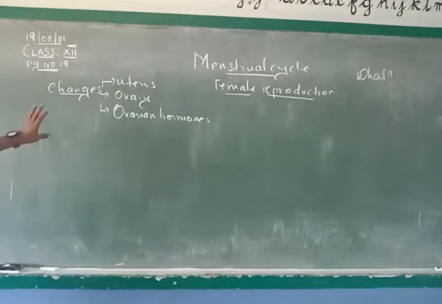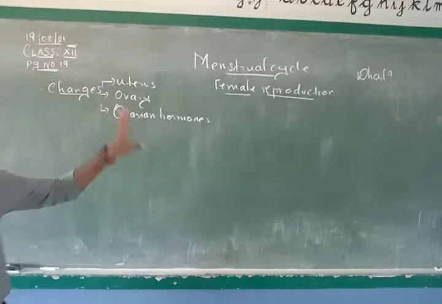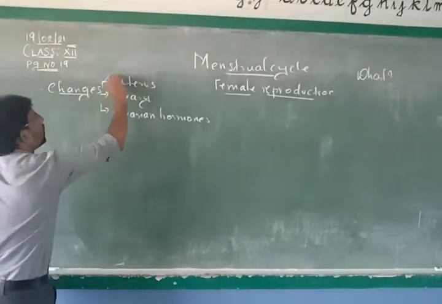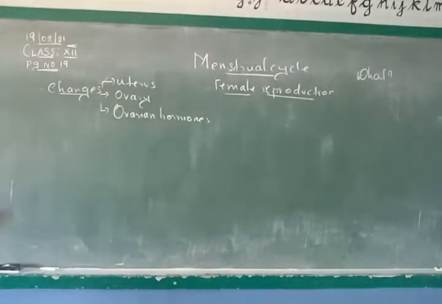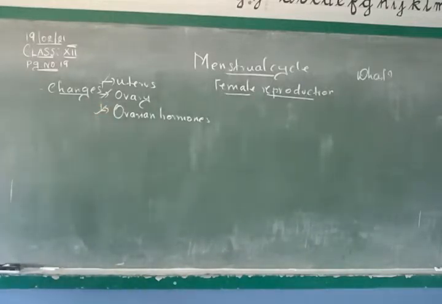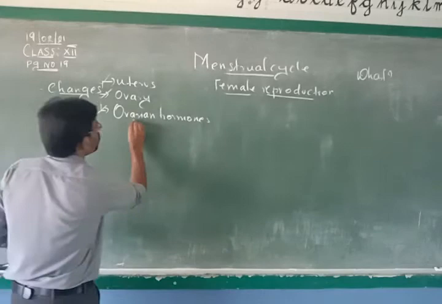So this is what menstrual cycle is. Menstrual cycle means a change that takes place in 3 different areas in the female reproductive tract. Number 1, it takes place in the uterus. Second one, it takes place in the ovaries. And the third one is the changes that take place in the ovarian hormones. Understand? Clear? Now, what are these ovarian hormones?